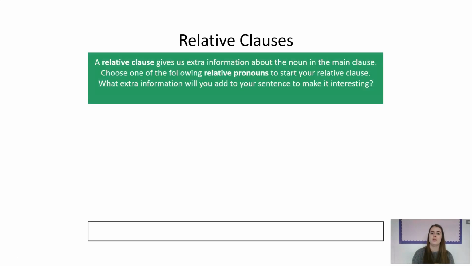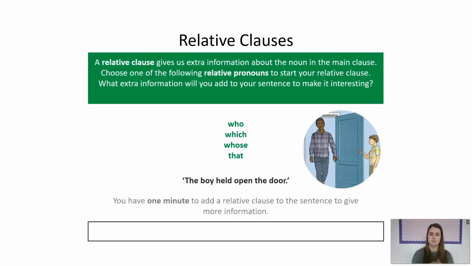Okay, now what I want you to do is we're going to look at relative clauses, okay? So we've looked at these and I want you to use either who, which, whose, or that. I want you to have a go at writing down a relative clause, okay, where we can add some additional information to our sentence, okay? So pause the video and have a go at writing down a couple of relative clauses you could use.